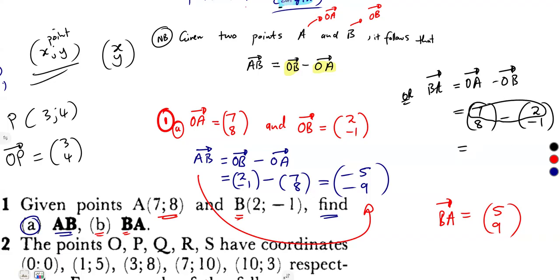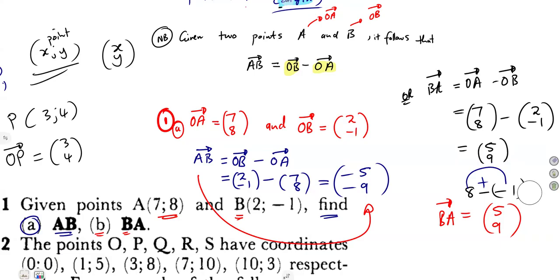7 minus 2, that is what? A 5. 8 minus minus 1. So that's 8 minus minus 1. A negative, that's a positive. So 8 plus 1 is what? 9. So as we can see, we are obtaining what? The same answer as before.